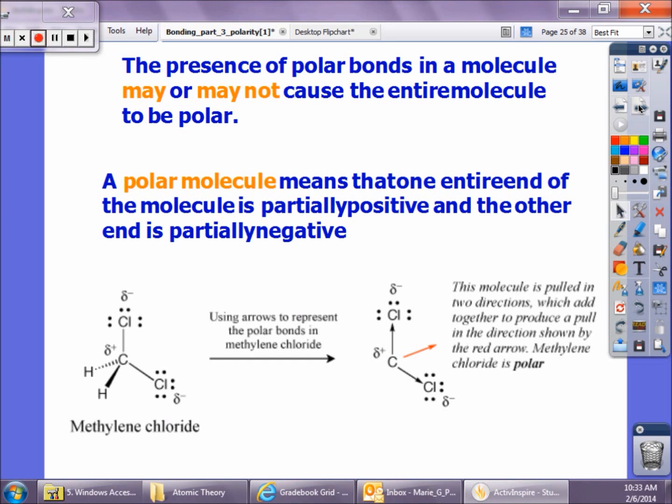I spent my time yesterday doing this. Now, this is what it means. A demo I always do every year, but we don't have time now. Just imagine. The presence of polar bond in a molecule may or may not cause the entire molecule to be polar. A polar molecule means that one entire end of the molecule is partially positive, the other one is partially negative. I need for you to look at this one. Because this is more electronegative, it will be pulling on this side. Because it is more electronegative than hydrogen. But let me show you another example.